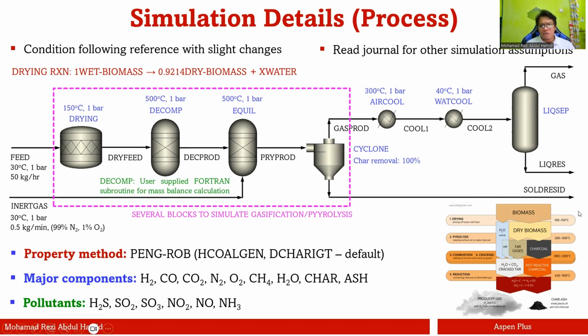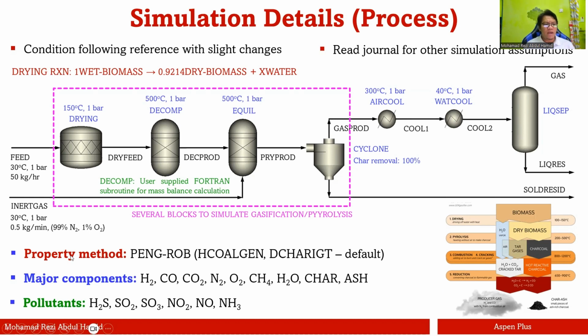The solid residue here is your char, basically ash plus carbon, and your gas product will be cooled from 500 to 300, and then we cool it one more time using a water cooler, another cooler here, to 40 degrees Celsius. Whatever condensed liquid phase occurs will be removed at the bottom, and the gas phase will be removed at the top. So that's how it works.